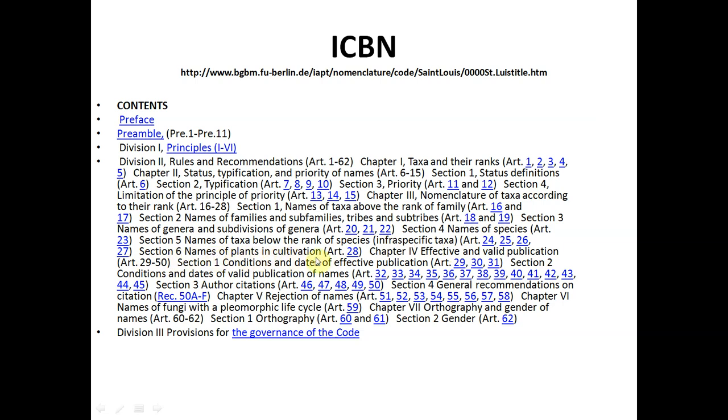Section 6, names of plants in cultivation, and chapter 4, effective and valid publication, under article 29 to 50. Under section 1, conditions and dates of effective publication. Section 2, conditions and dates of valid publication of names. Section 3, author citations. Section 4, general recommendations on citation. Chapter 5, rejection of names. Chapter 6, names of fungi with a pleomorphic life cycle. Chapter 7, orthography and gender of names. Section 1, orthography. Section 2, gender. Division 3, provisions for the governance of the code. So all these are kept on the website here.